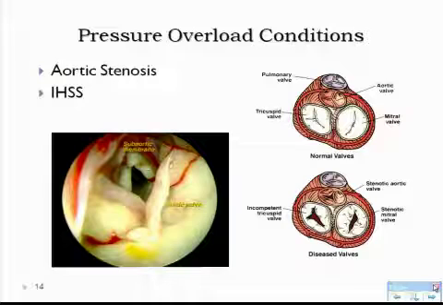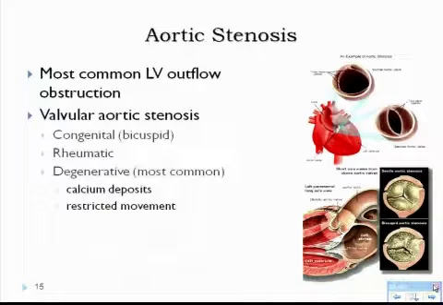So let's look at the individual pressure overload conditions. Let's start with aortic stenosis first. Aortic stenosis and IHSS is the other one, which is a subvalvular disease, which I'll show you in a minute. Now, the most common LV outflow obstruction is from aortic stenosis. Most of the time it has to do with either the patient had rheumatic fever as a child or has been born, unfortunately, with a congenital bicuspid valve.